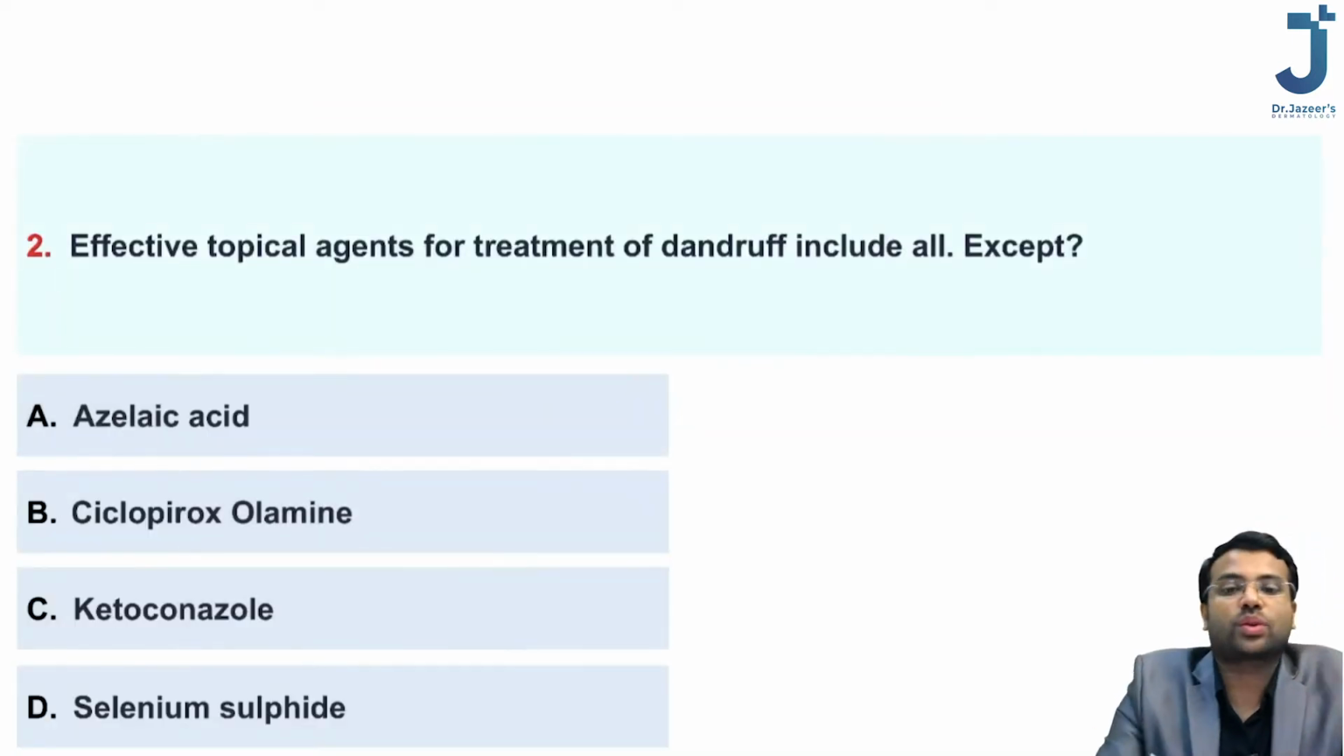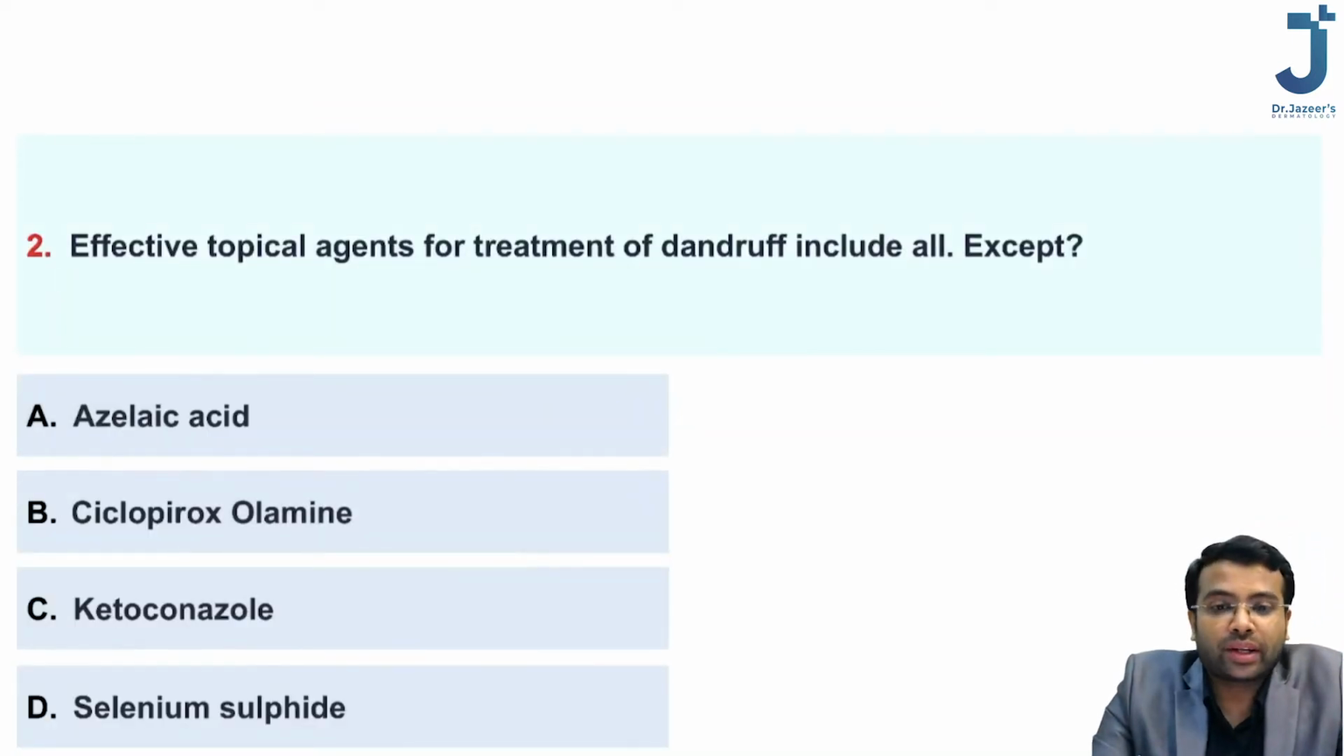So let us see the next question, that is, effective topical agents for the treatment of dandruff include all except. So topical agents means those we apply over the skin. And what are the effective topical agents for the treatment of dandruff except? So the options are azelaic acid, ciclopirox, ketoconazole, and the last one is selenium sulfide.